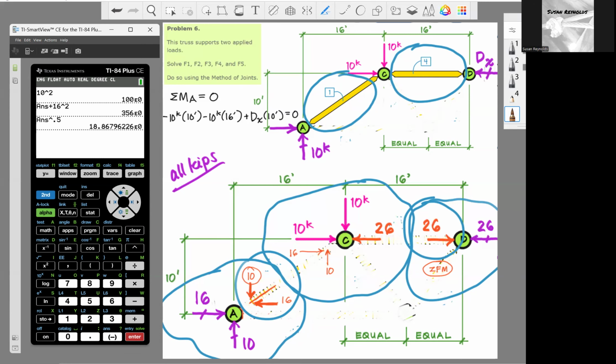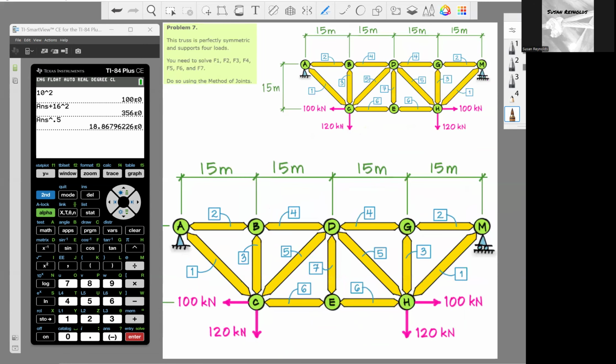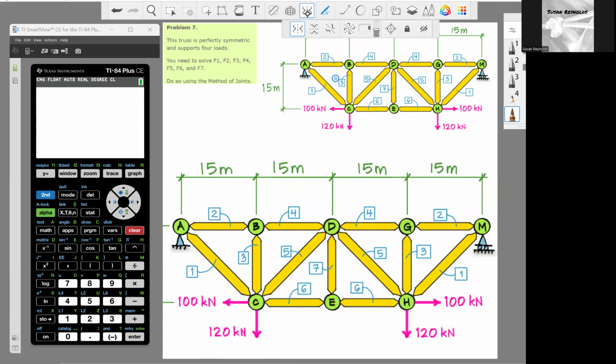Let's do one more. So I'm going to go over to problem 7. And problem 7 has some lovely symmetry. So I'm going to use my symmetry tool again. Let's put it in the right place. Unlock it. There we go. Okay. So we're going to put it in the right place down here. Close enough. And lock it in. And I'm going to hide that.